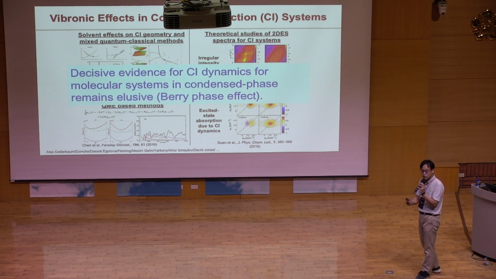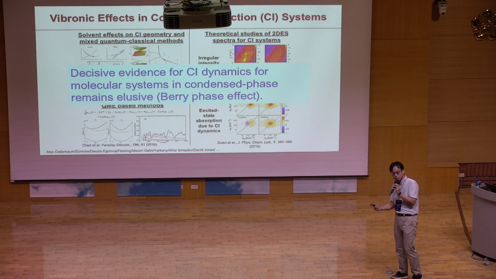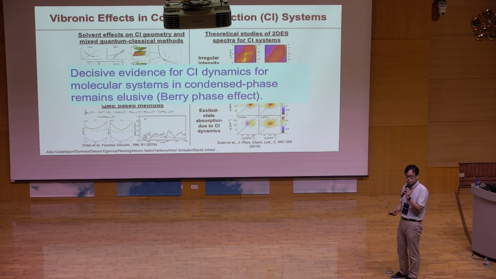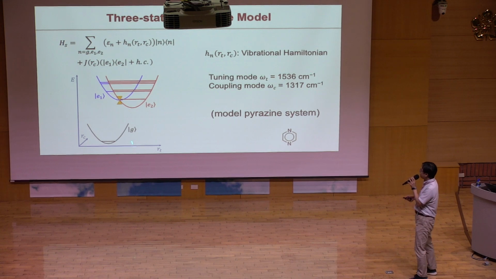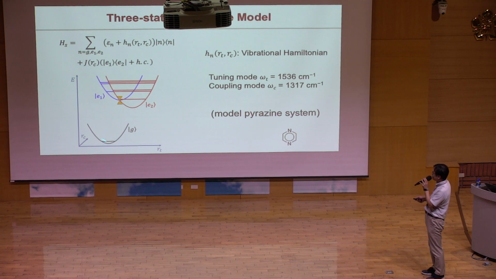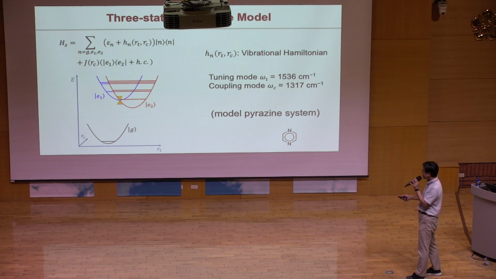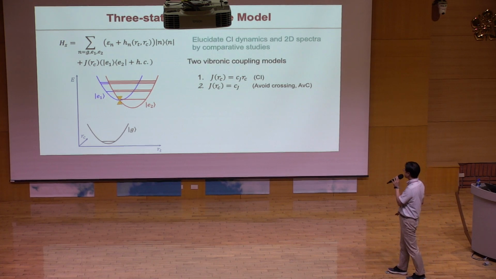But we know that the key of conical intersection dynamics is this Berry phase effect. So we want to ask if 2D dynamics can be used to probe this Berry phase. So the idea here, we utilize a three-state, two-mode model. It's actually a parametrized model for pyrazine. There's a tuning mode at this frequency, and another coupling mode at this frequency. Basically, the Hamiltonian, or the potential surface, looks like you have a ground state and two excited states, and there is a conical intersection here between excited state 1 and excited state 2.